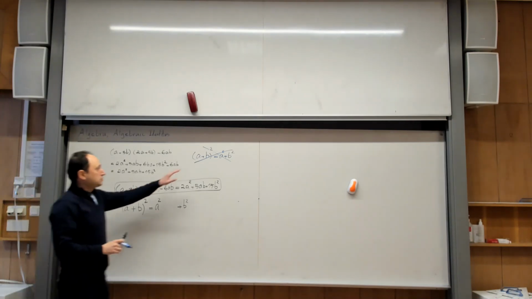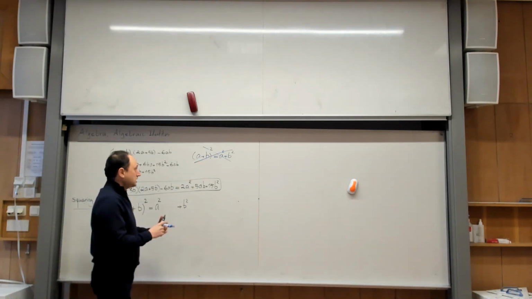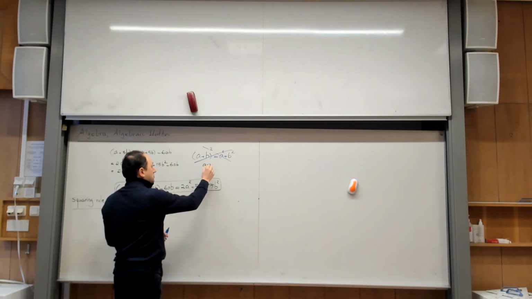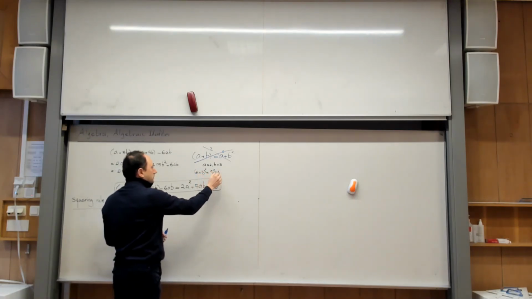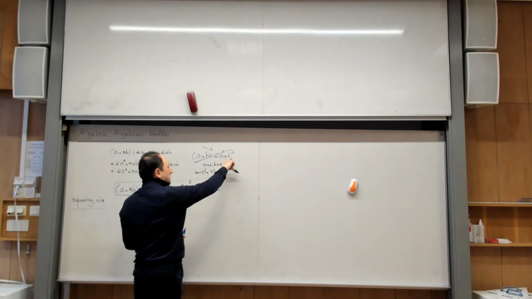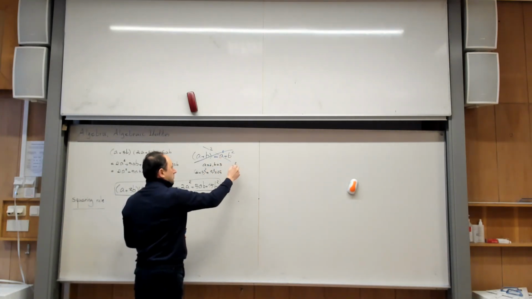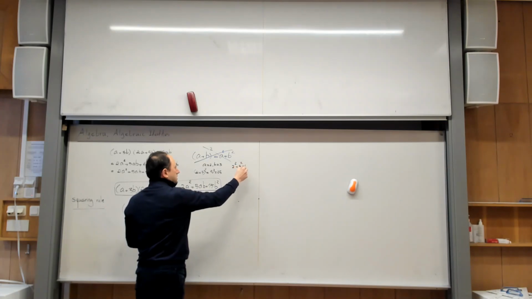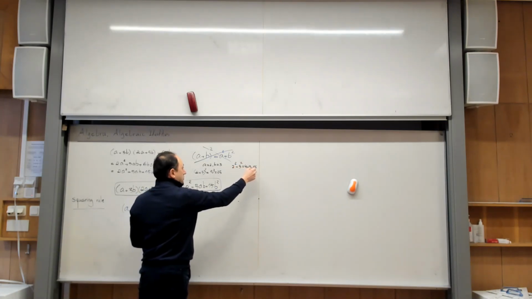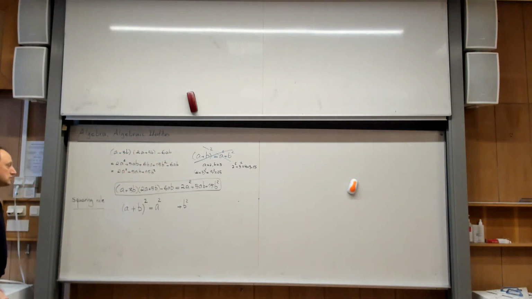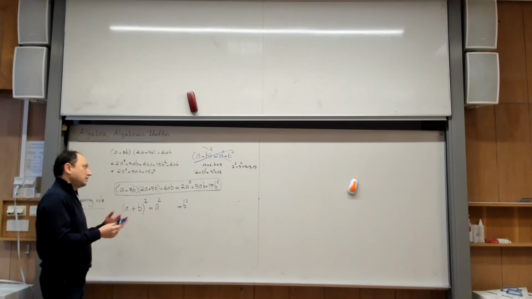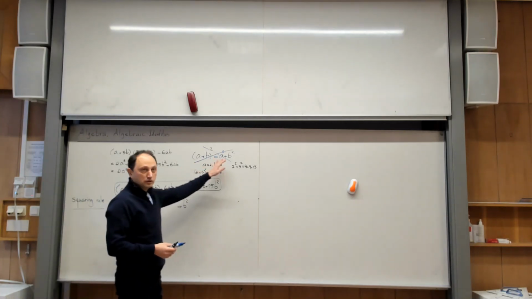To rule this out, let me choose a to be 2 and b to be 3. If I calculate the left-hand side, this becomes 2 plus 3 squared, then 5 squared, which is 25. But if I calculate this one, 2 to power 2 plus 3 to power 2, it's 4 plus 9, which is 13. You can see immediately that these two numbers are not the same. So remember that in general, this is not true.